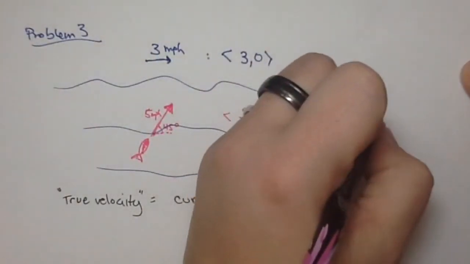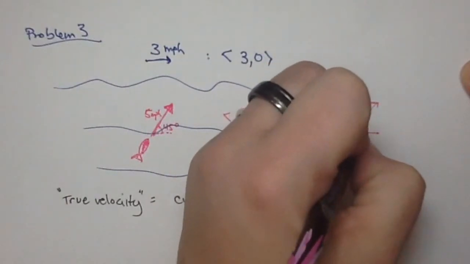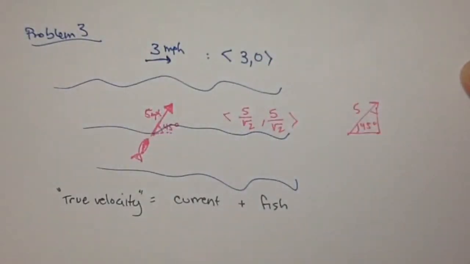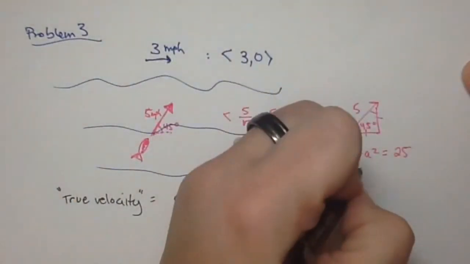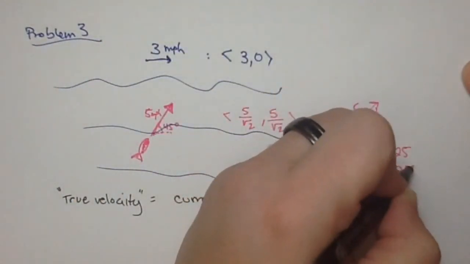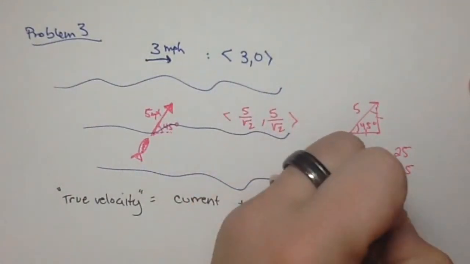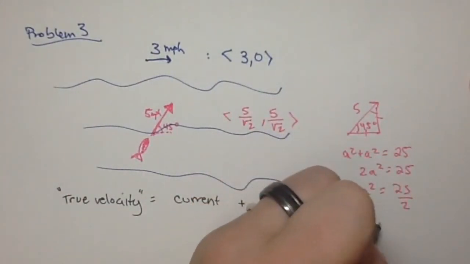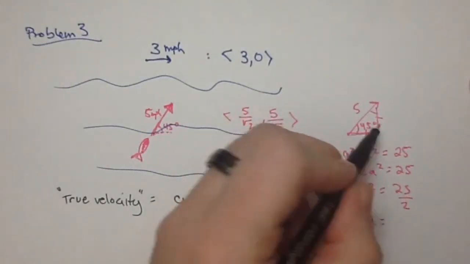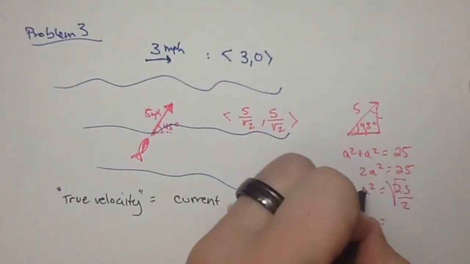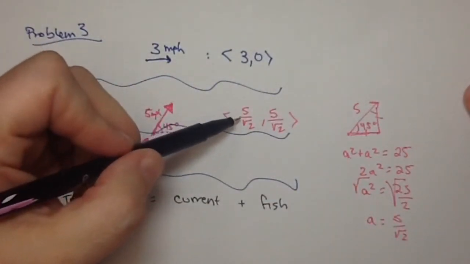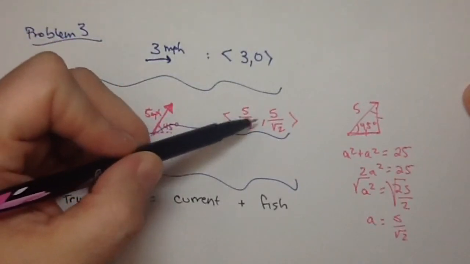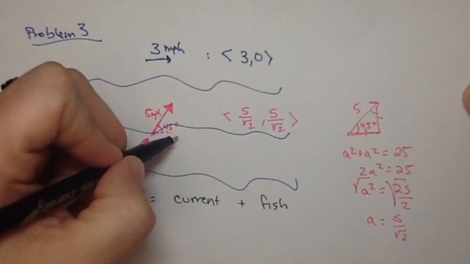Well, how'd you get that? Okay, well, if this is 5, this is 45 degrees, you'll agree this is also 45 degrees. So these have to have the same magnitude. So a squared plus a squared is 25. So 2a squared is 25. So a squared is 25 over 2. So a then, the magnitude of the one component is 5 over the square root of 2. Okay, so then this is the fish, right? It can be written as (5 over root 2, 5 over root 2), because it's forward and up.